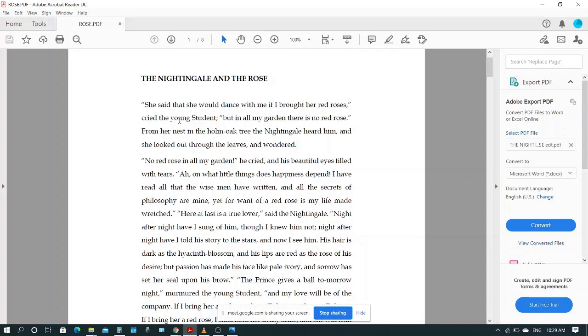Okay, so it starts with, like she said, that she would dance with me if I brought her red roses.